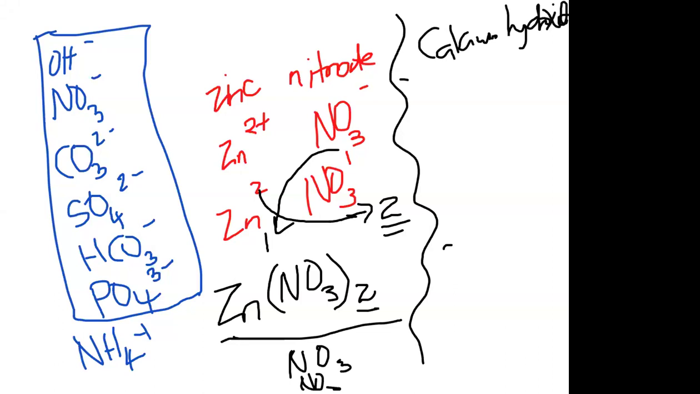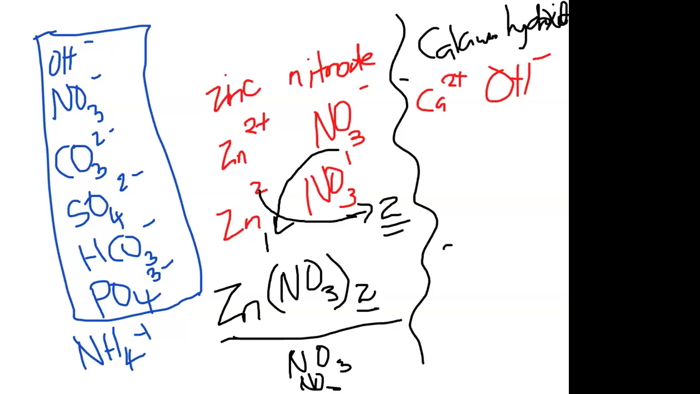So calcium is Ca2 plus, hydroxide is OH minus. So we write the formula by writing the formula for the ions. The formula for the calcium ion is Ca2 plus. The formula for the hydroxide ion is OH minus.